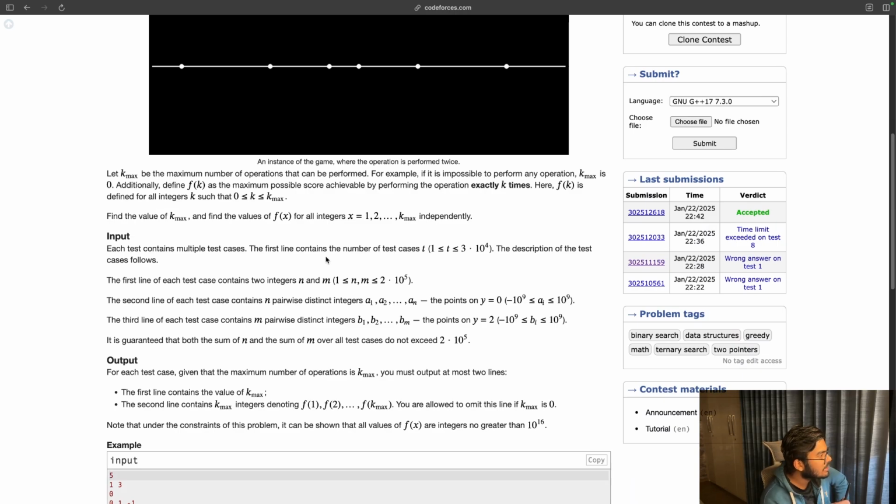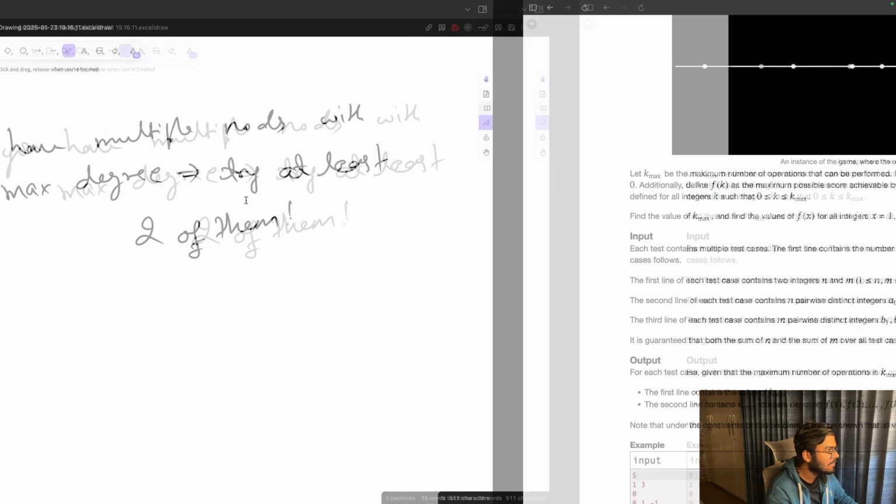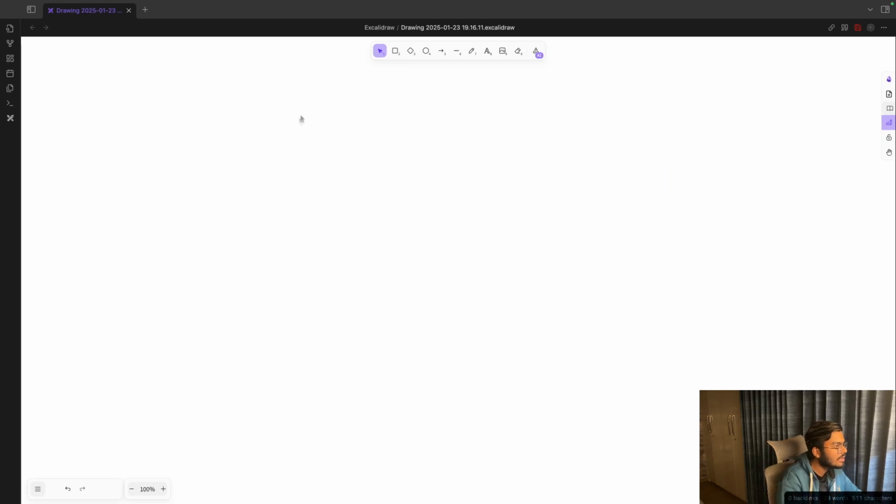Now Kmax is the maximum number of operations that can be performed. For example, if it is impossible to perform any operation, Kmax is 0. Okay, so if we cannot perform any operation, then Kmax is 0, and we define Fk as the maximum possible score achievable by performing the operation exactly k times. So yeah, and let's see what this says. First of all, it is given what Fk is.